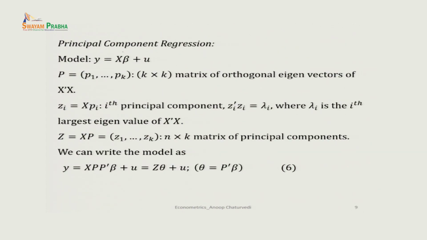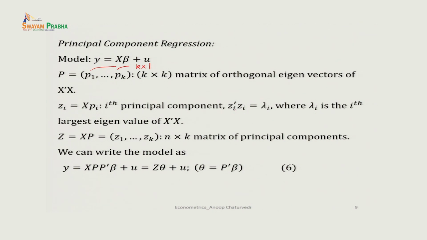Now, we consider the principal component regression method. So, we have the model y equal to X beta plus u. Then suppose P, which is equal to P1, P2, ..., Pk, is a k by k matrix of orthogonal eigenvectors of X transpose X. Each of these Pi's, say P1, P2, ..., Pk, are k cross 1 orthogonal eigenvectors of X transpose X. Then suppose Zi is equal to X Pi, the ith principal component.